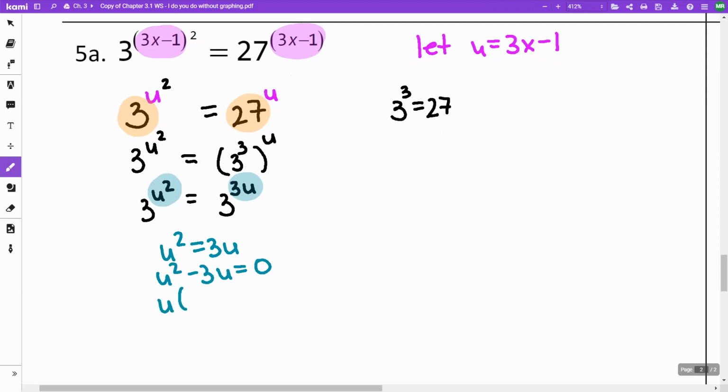At this point, I'm going to factor out a u from both terms. And then I'm going to set each of these to 0. So when I do, this is going to be u equals 0. This one's going to be u equals 3.